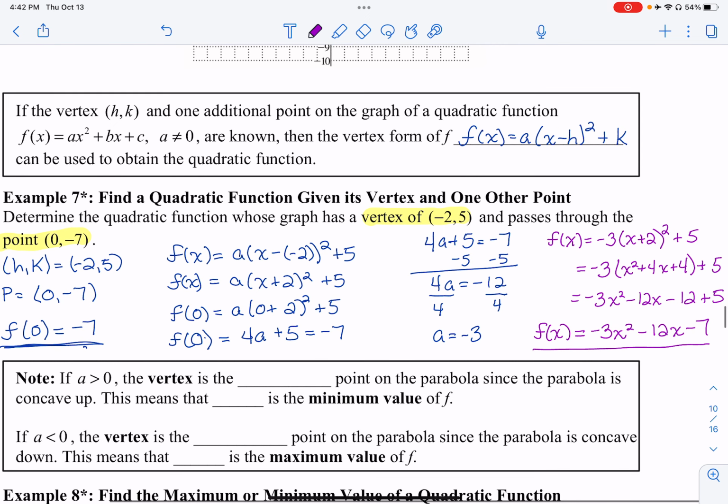Hopefully that is helpful, and you can see it both in the vertex form up at the top, and in our regular ax² + bx + c form down at the bottom there.